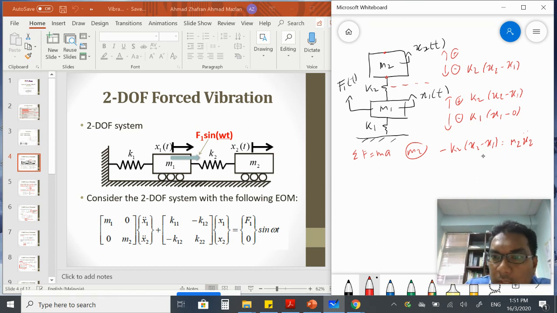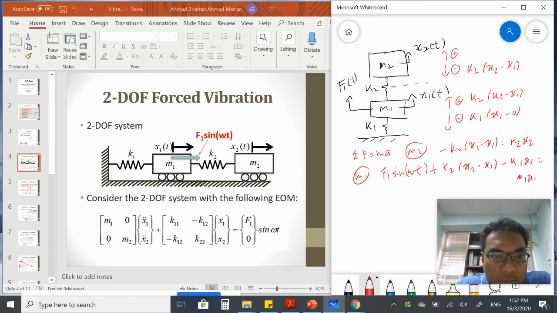Next, for the M1 part, we have the force F1 sine omega t, the plus one, and also plus the force from the stiffness K2 times X2 minus X1, and minus K1 X1, equal to M1 X1 double dot.